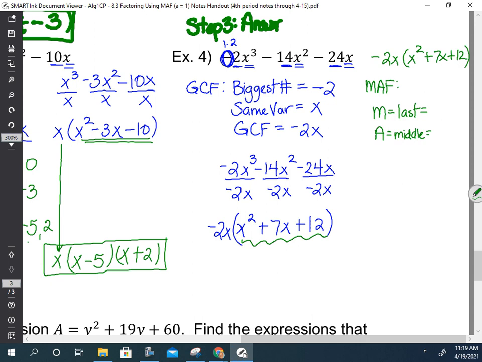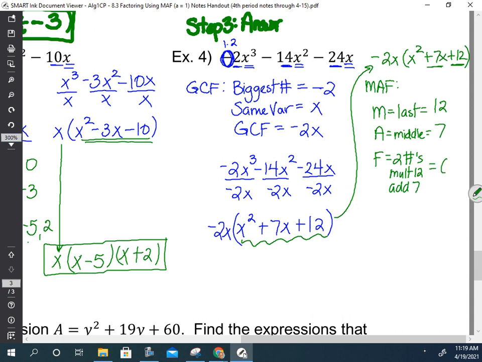Once you take out the greatest common factor, you pick up from where you left off. So your last number is 12, and your middle number is 7. We need two numbers that multiply to 12 and add to 7.